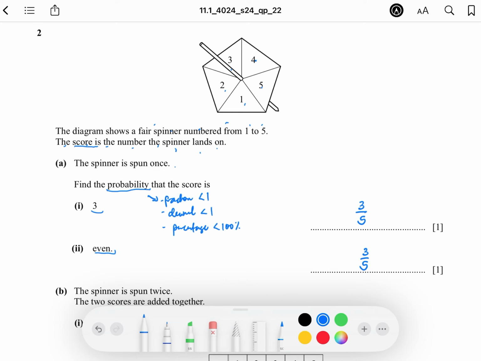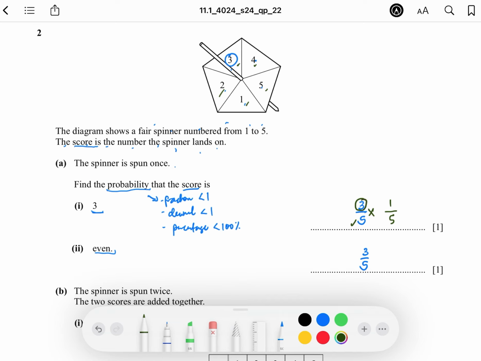So the score is 3. How many are those? There's only one score 3. That means it's 1 out of how many all together? 1, 2, 3, 4, 5. So 1 out of 5. So that's wrong. The denominator is correct. Total outcome is 5.